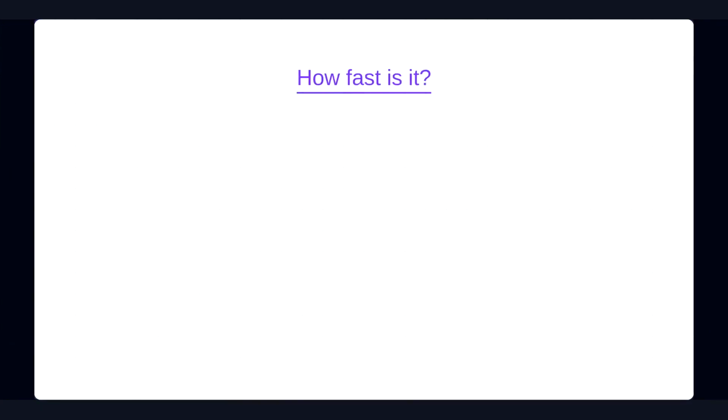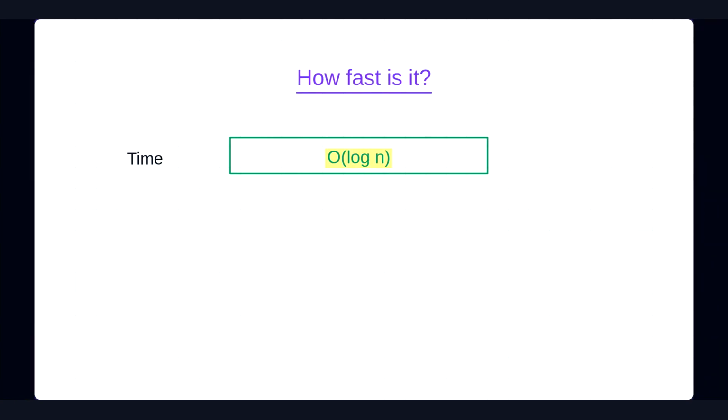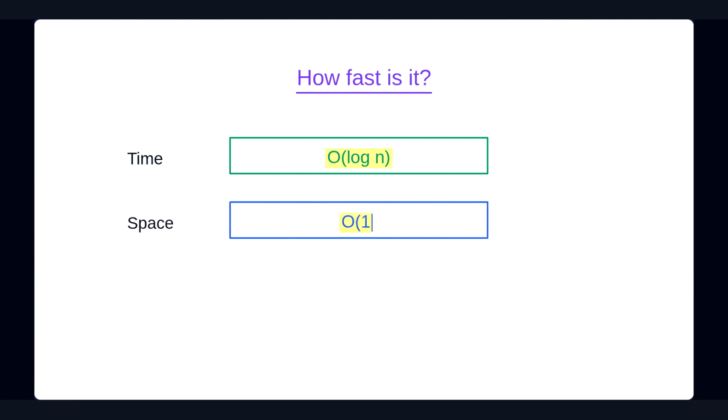Each guess halves the range of possible answers, so we finish in a number of steps that grows like the logarithm of n. That is order log n time, far faster than trying every value. We keep only a few variables, so the space is order 1.